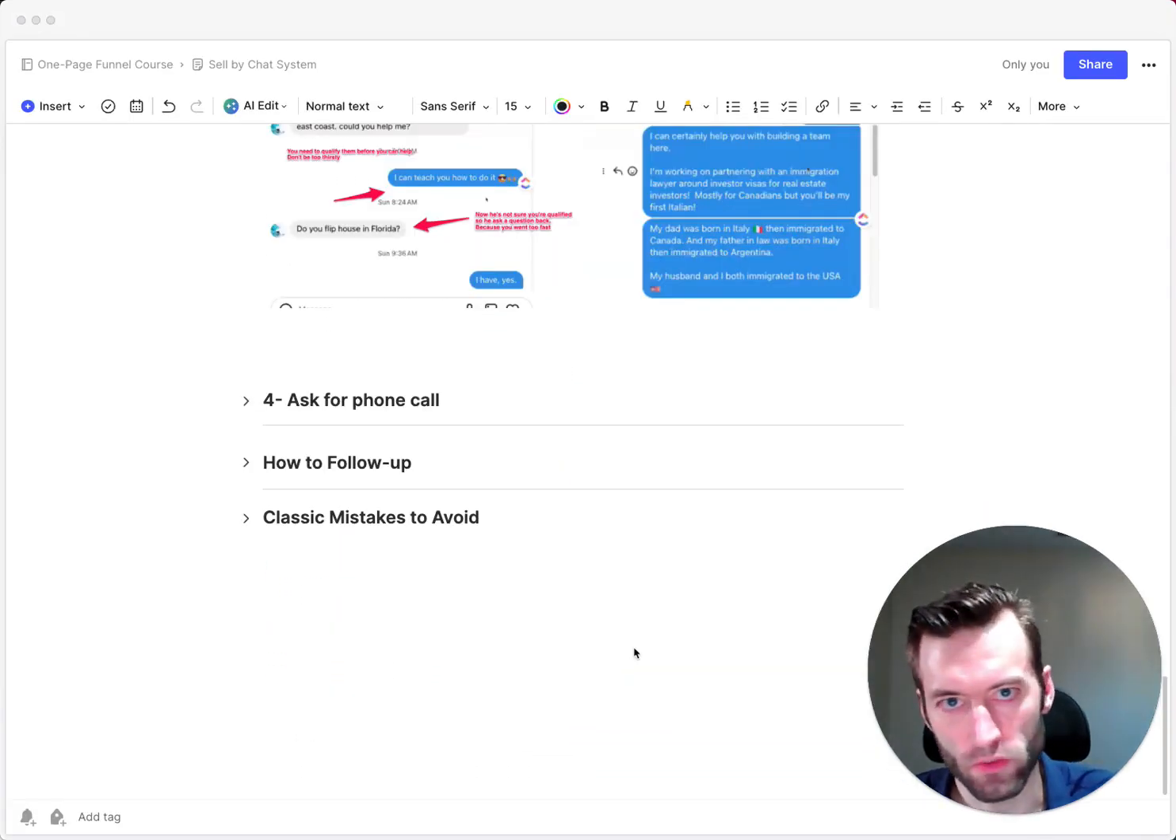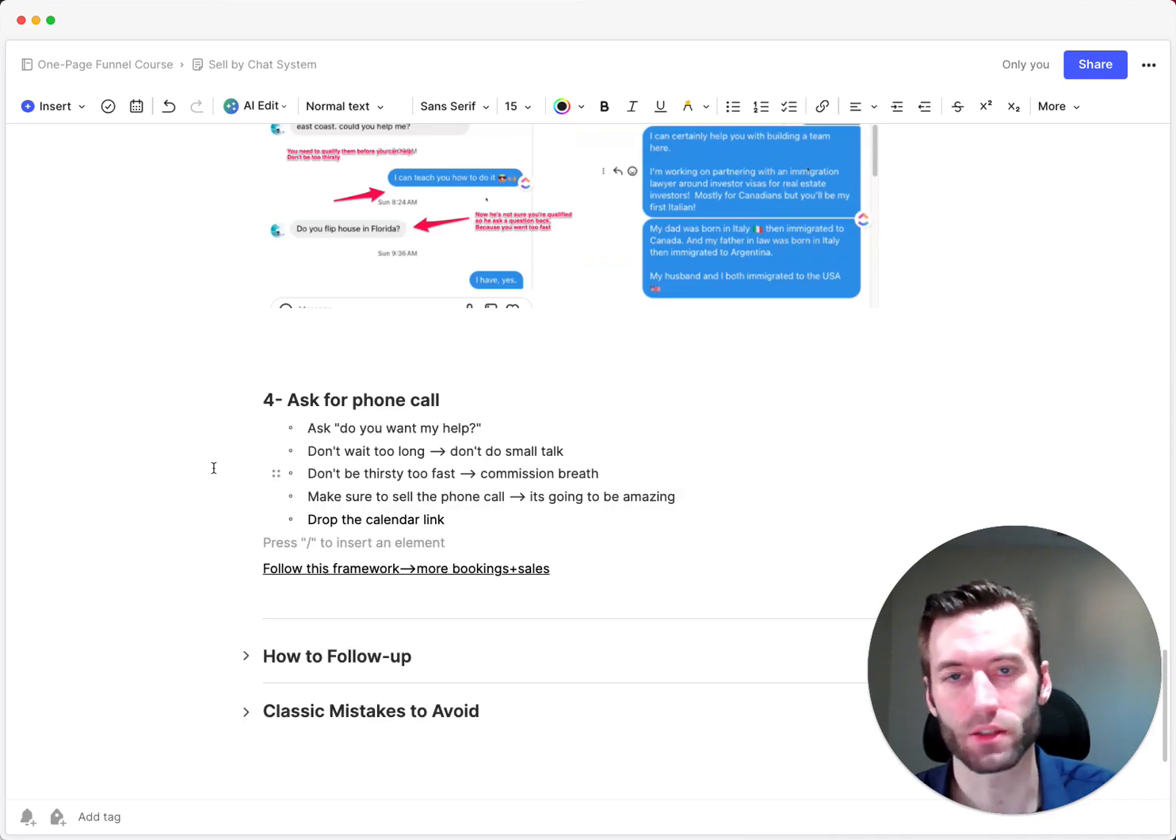Now that you opened the conversation, you dug into the pain, and you qualified your lead, and you think it's a good prospect, it's time to ask for the phone call. And the way you do that is very simple: you ask, do you want my help? Right? So you always need the permission to pitch your offer before you can do so. Because if he doesn't tell you, I need your help, you have nothing to work with. It's very important that you ask this simple question. And as soon as he does that, now you can pitch the phone call or pitch your offer.